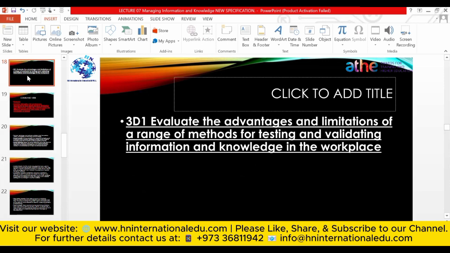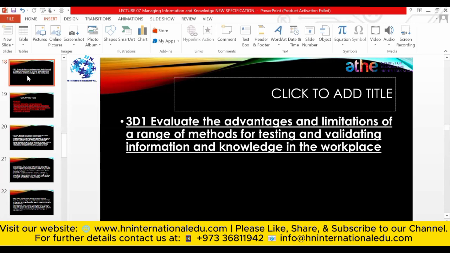Evaluate the advantages and limitations of a range of methods for testing and validating information and knowledge in the workplace. Within the question, they have told us we have to talk about the advantages and limitations for the methods for testing and validation. Now, first, we discussed how we can test the validation and the accuracy of the data.